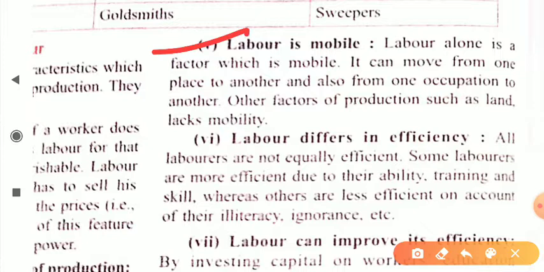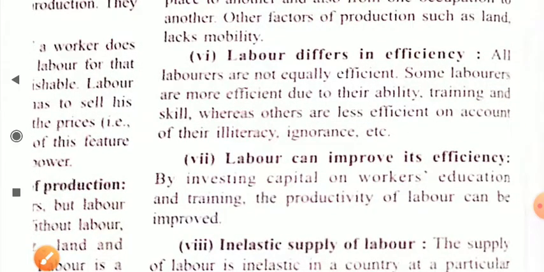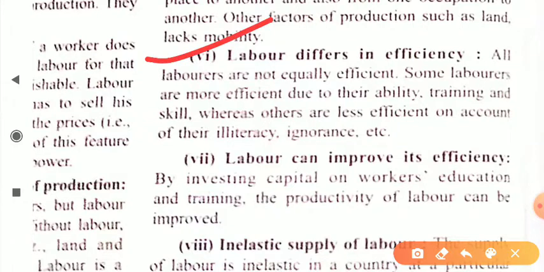As you can see, during the summer season all the labor working in factories move towards their villages for agriculture work, and after that they again return to the factories and do work. It simply means labor is movable. Next is, labor differs in efficiency. All laborers are not equally efficient. Some are more efficient due to their ability, training and skill, whereas others are less efficient on account of their illiteracy and ignorance. That's why labor differs in efficiency.